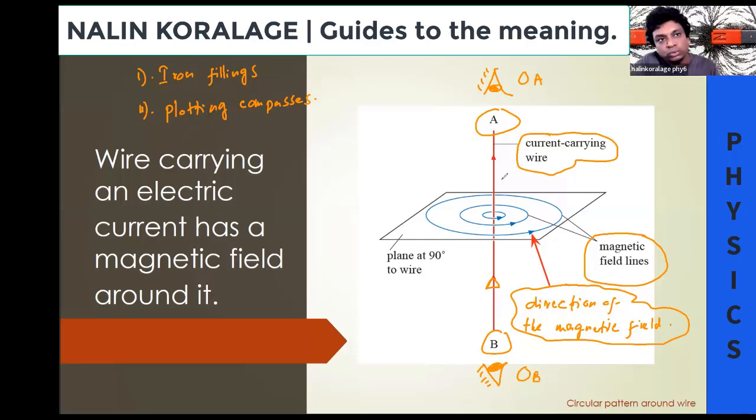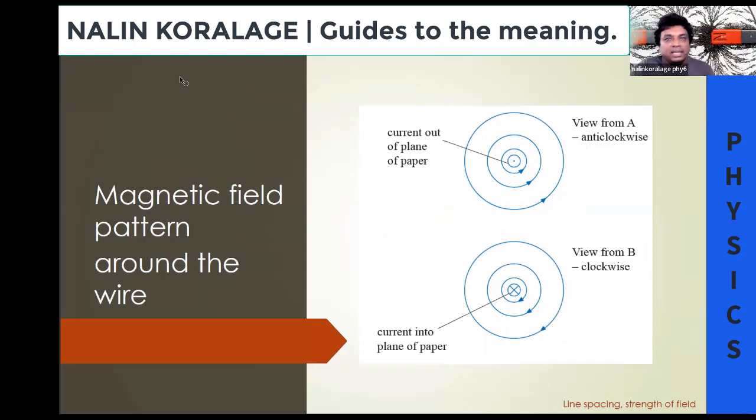Now let's see how these two patterns are going to be. What observer OA is going to see, and what observer OB is going to see, right? So we can look into these field patterns. Okay, fine. Here we go. Magnetic field pattern around the wire, according to the observer OA, as we have declared in the last slide. So this is how he is going to see the magnetic field, and this is the observer OB. This is how he is going to see the magnetic field.